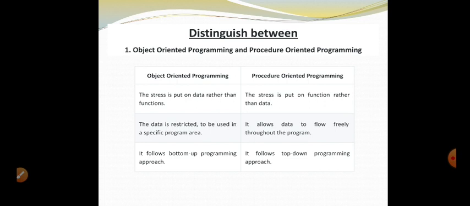And if I talk about procedure oriented programming, the stress is put on function rather than data. It allows data to flow freely throughout the program. It follows top down programming approach. This is known as the difference between object oriented programming and procedure oriented programming. All these things you have to write in your copy.